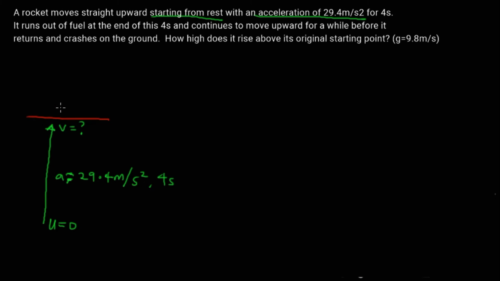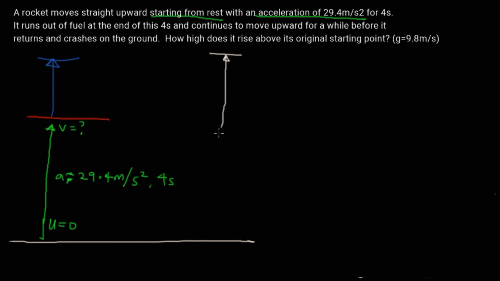Now it runs out of fuel at this point and continues to move upward, let's say from this point to this point, before it returns to the ground and crashes. Now how high does it rise above its original starting point? To find that, we need to find this distance. Let's say this is s1, then this has to be s2. So we need to find s1, and then we find s2, and we'll be done.